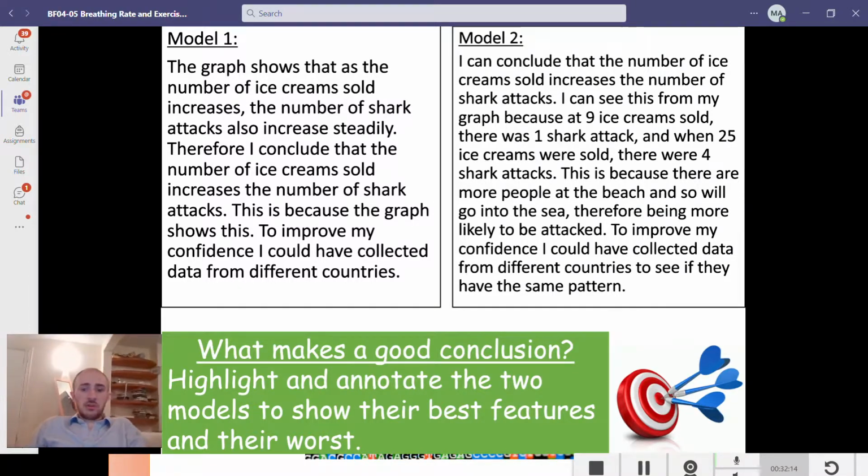Because there were more people at the beach and so will go into the sea, therefore being more likely to be attacked. To improve my confidence, I could have collected data from different countries to see if they have the same pattern. So that's much better because it uses data from the graph and it explains the conclusion. Not because the graph increases, but because more people are going in the sea. Fine. And it explains why collecting more data would be a good idea.